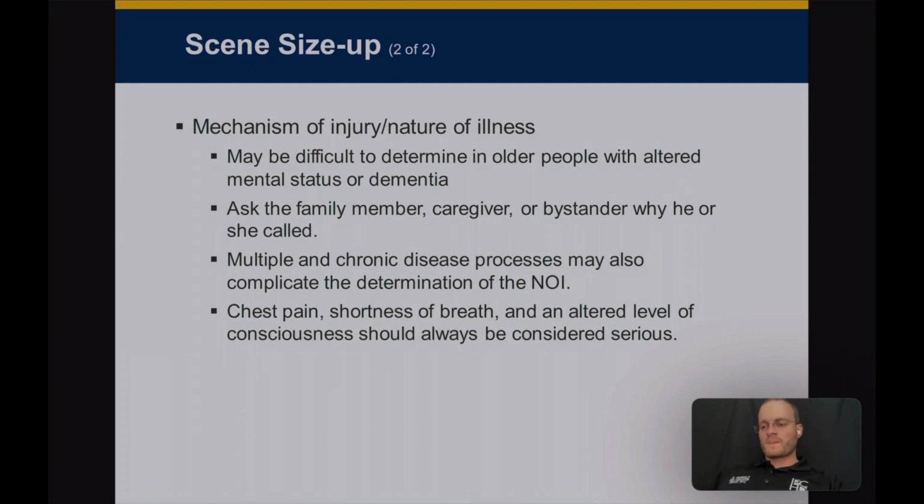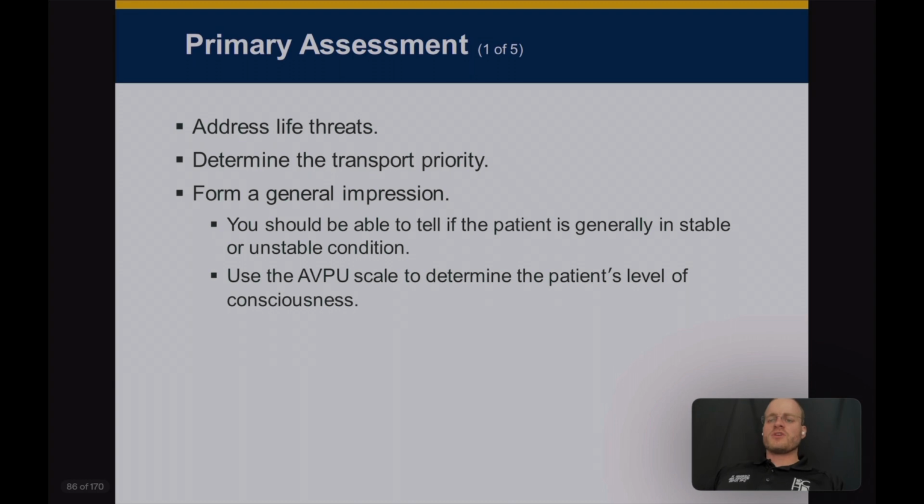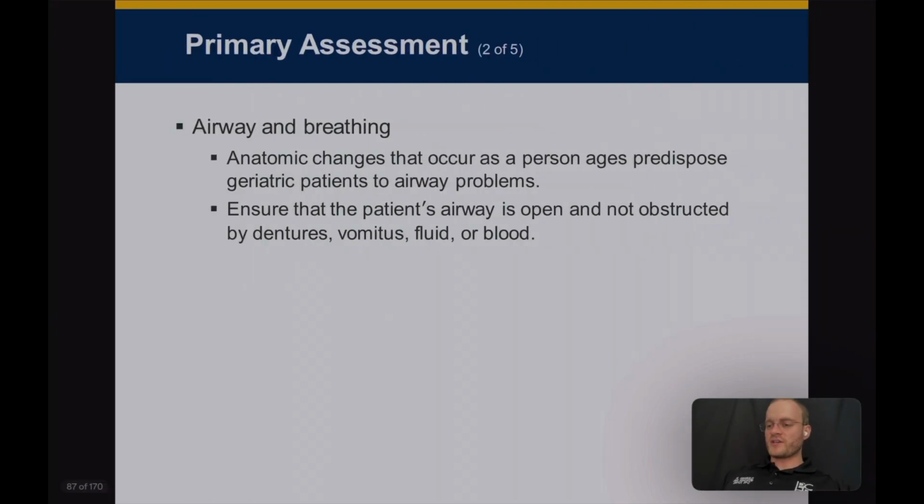All right. Our primary assessment is where we address life threats, determine transport priority, and form our general impression. Remember, our general impression is the impression that we form from across the room. We could use the AVPU, so they're alert, or they respond to verbal stimulus, painful stimulus, or they're unresponsive, to determine their level of consciousness. Our across-the-room assessment, also known as our general impression, happens during our primary assessment and is where we determine if the patient is stable, unstable, sick, or not sick.